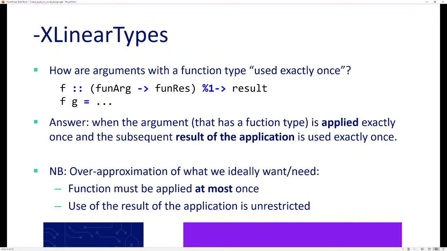Now, for our purposes, we don't really need linearity. We actually need something called affine typing. For our use case, functions must be applied at most once, and the result of an application can be unrestricted. We can read an output. You can't connect multiple things to an input port, but you can just fan out from an output port. So the use of multiple results is okay, but we can work around this restriction.